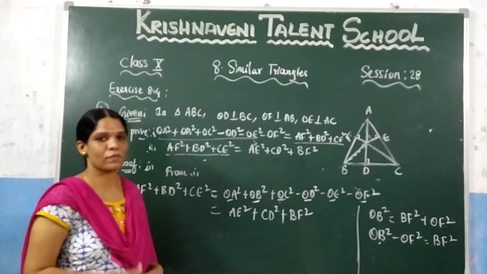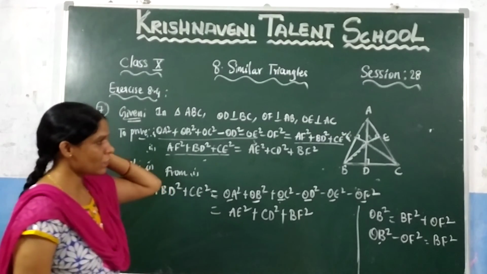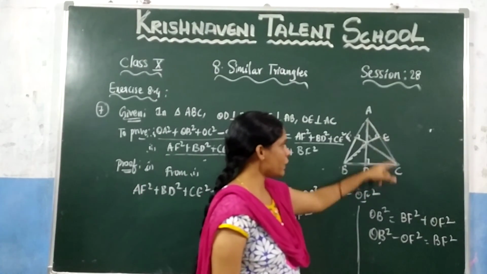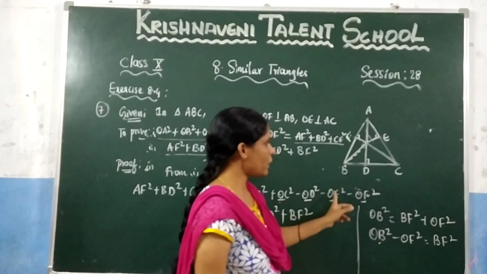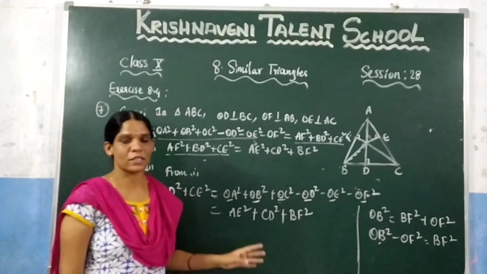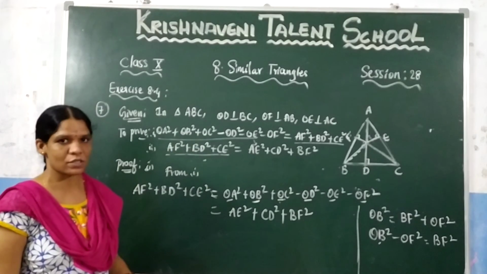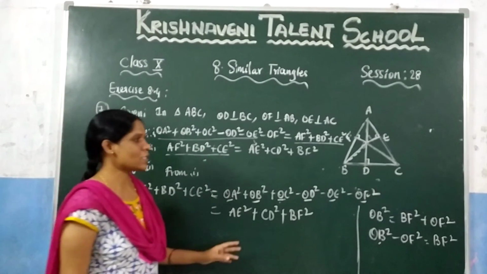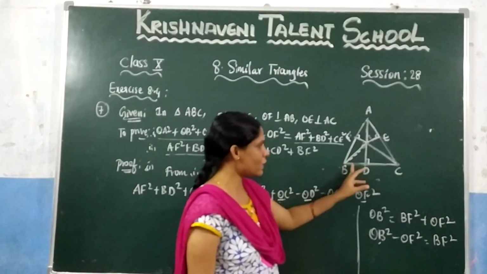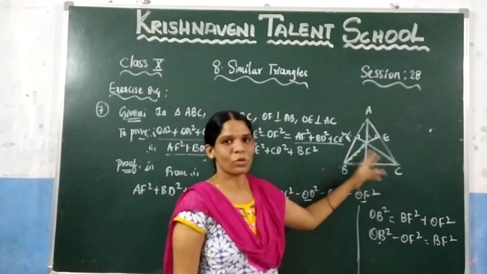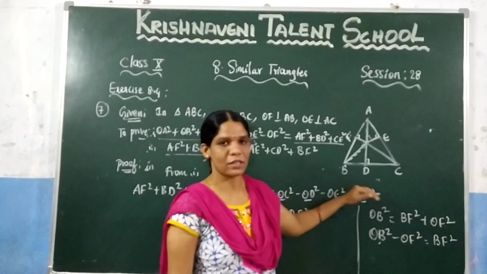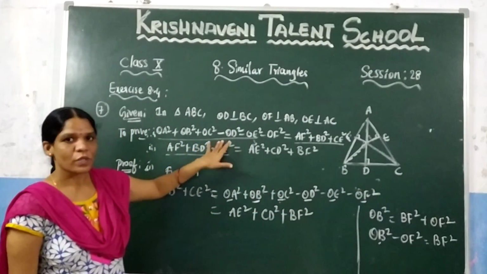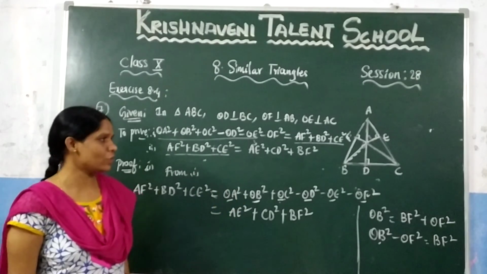So here what they have given in the question, they have given OD is perpendicular to BC, OE is perpendicular to AC, OF is perpendicular to AB. Based on this condition, you need to prove these two conditions. So what we have done here, we have drawn by our construction one right angle triangle like this, so that you got so many right angle triangles in this triangle. Now you need to check according to what we need to prove. You need to check which right angle triangle you need to choose.